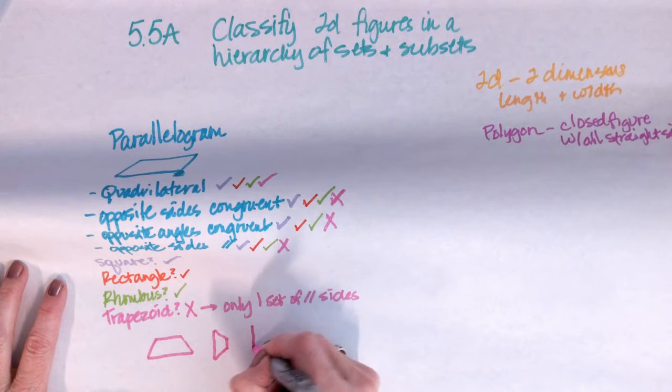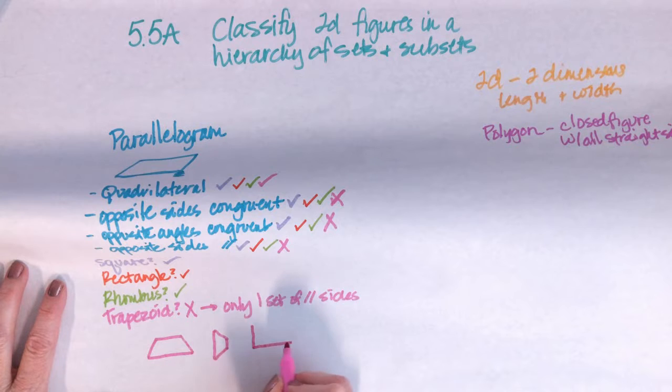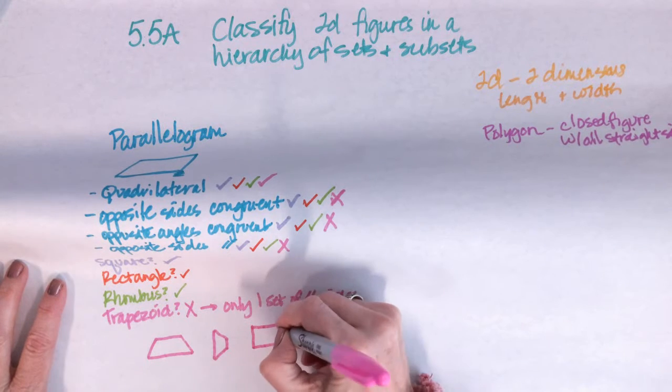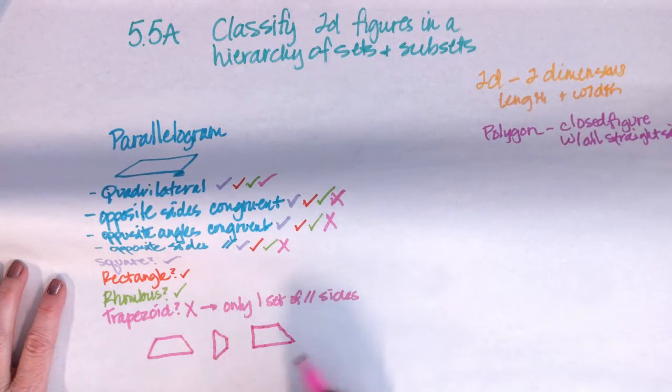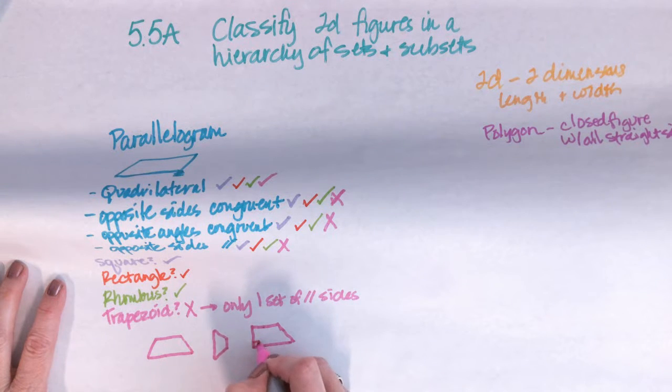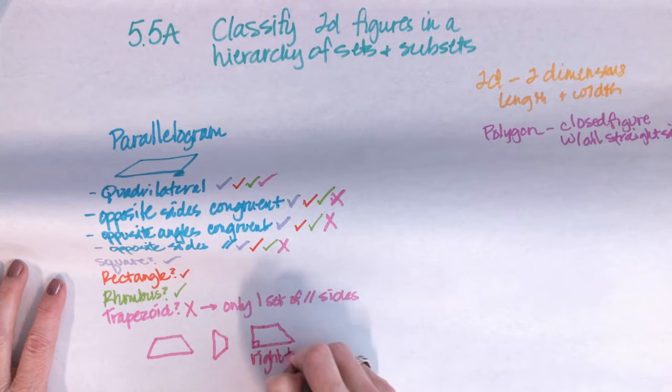But kids also need to know that there is a right trapezoid. These two sides are parallel, these are not. It's still a trapezoid because it has exactly one set of parallel sides. This is just called a right trapezoid.